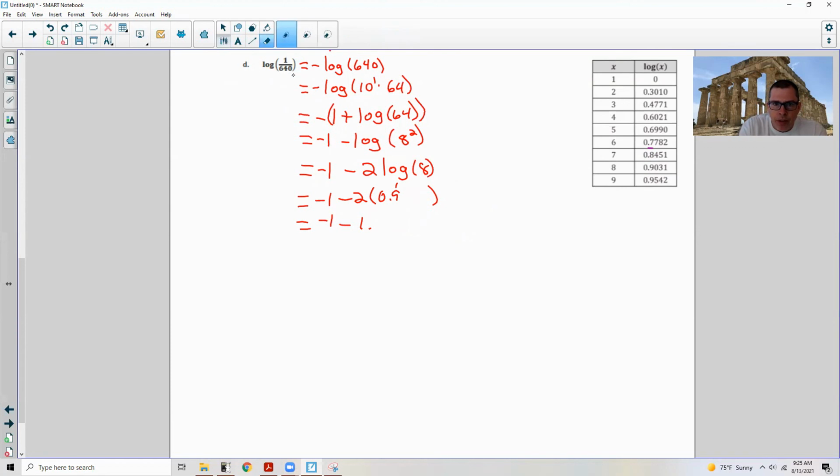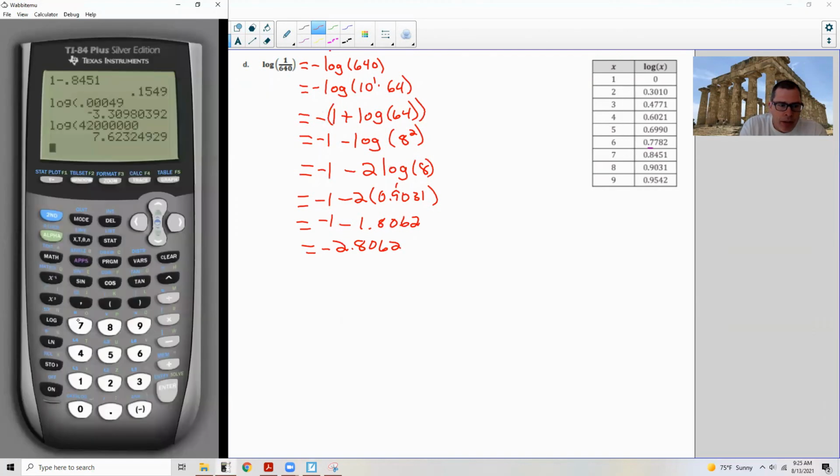0.9031 is the log of 8. Multiply that by 2, I get 1.8062. Negative 1 minus 1.8062 becomes negative 2.8062. Check with my calculator, and I say the log of 1 divided by 640 gives me negative 2.8062. Okay, sorry about those little errors there.